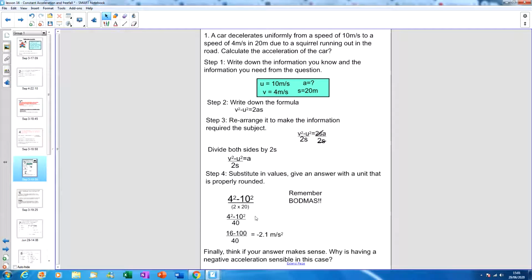So we have to do the calculations in order. Here I would do the brackets first, which would give me 40 in the denominator. Then 4 squared is 16, and 10 squared is 100. So I get 16 minus 100 divided by 40. And if I do that, I get 2.1 meters per second.